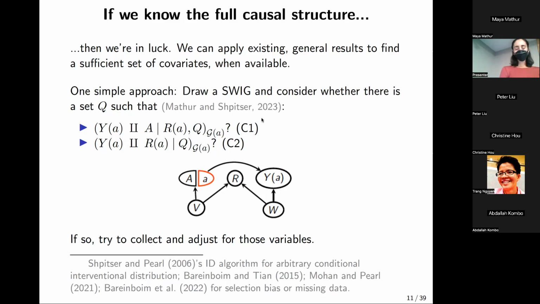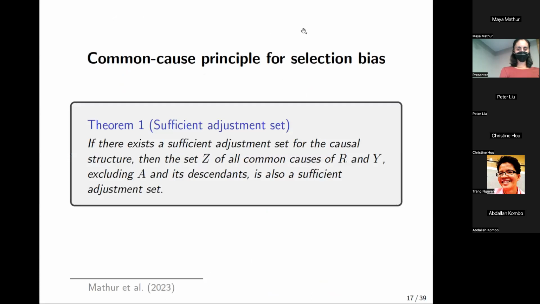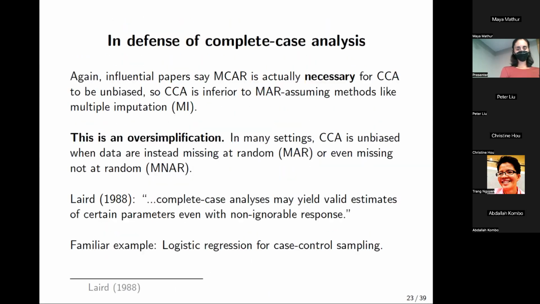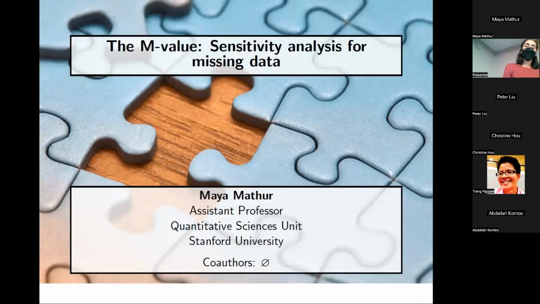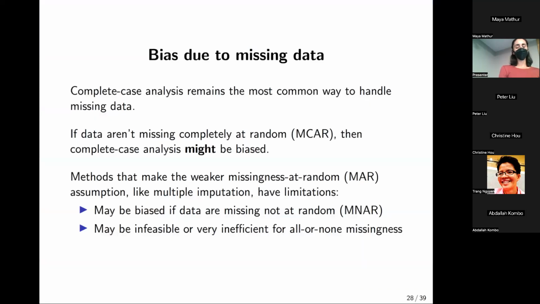Cool. I'm going to say a little bit about sensitivity analyses, more of a teaser than a full treatment, but it'll be fun to connect the ideas. The second part addresses the issue of, what if we actually haven't adjusted for all the common causes of R and Y? Can we do a sensitivity analysis to see how much the results might change?